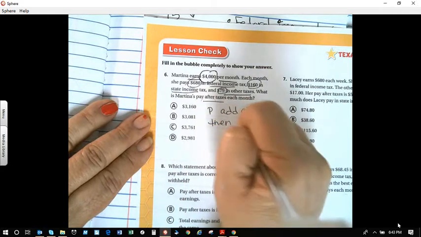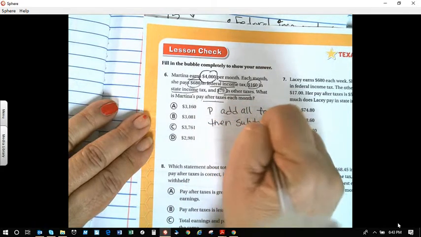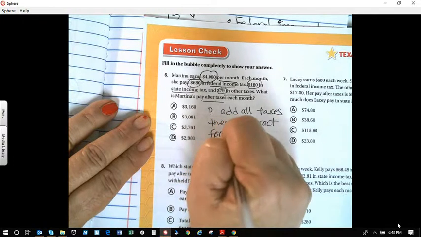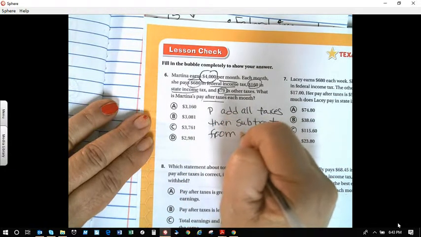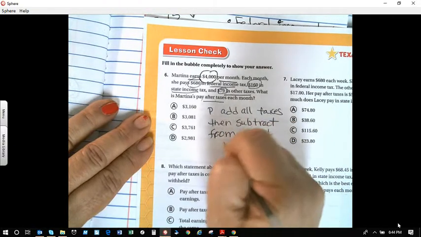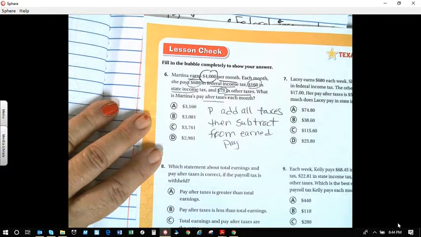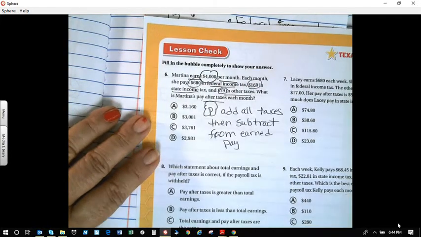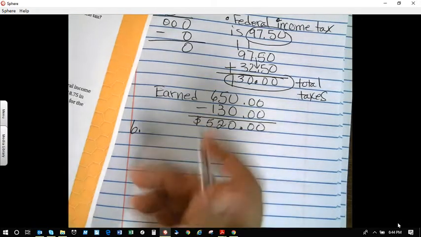Then subtract from earned pay. Okay? And that's what this is, my plan. All right, so now let me add up all the taxes.